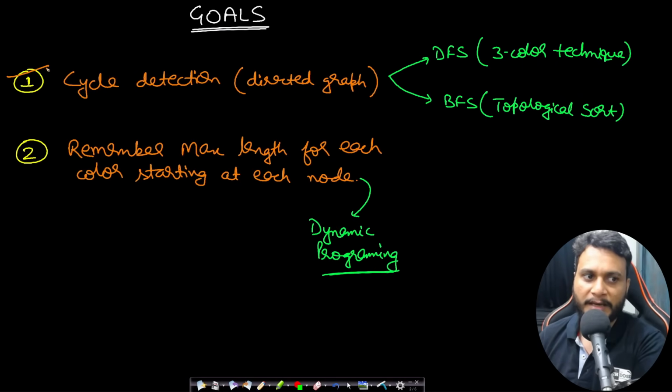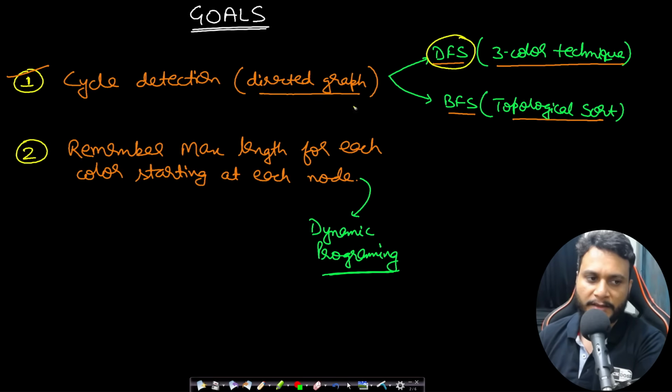I will just be recapping that the first goal is to do cycle detection, and there are multiple techniques to do that. In this case, we are taking a directed graph. In a directed graph, you can go with the BFS technique, which is topological sort. You can use Kahn's algorithm for the BFS technique. With the DFS technique, you can also go with the DFS topological sort, or otherwise you can go with the 3-color technique, which is a simple DFS, right? So in this problem, we will be going with the DFS 3-color technique.